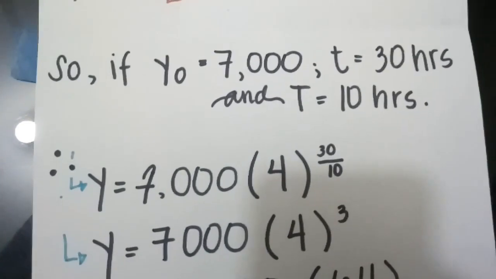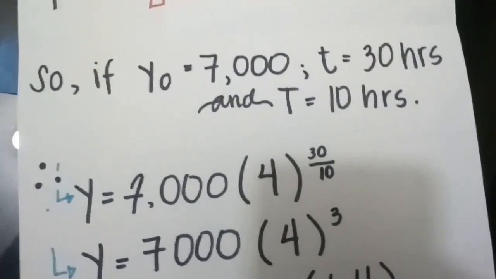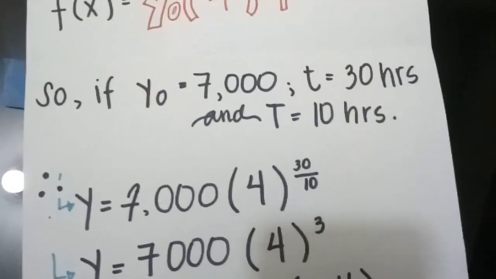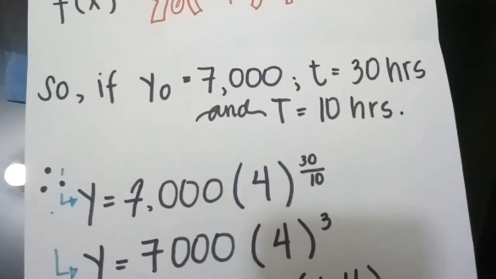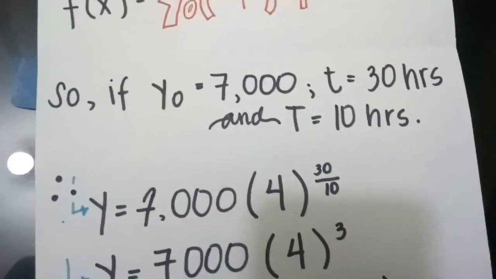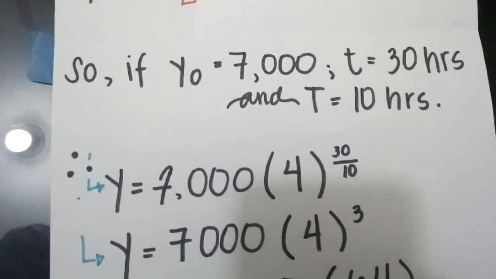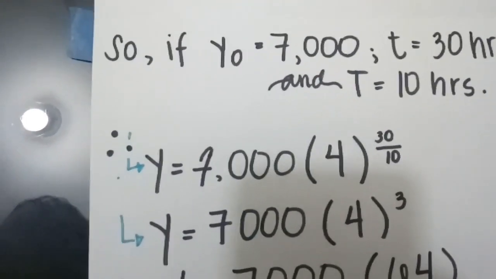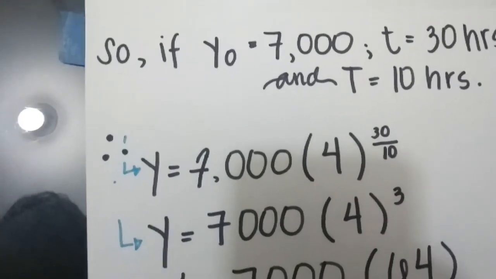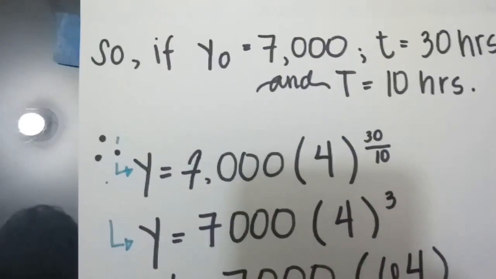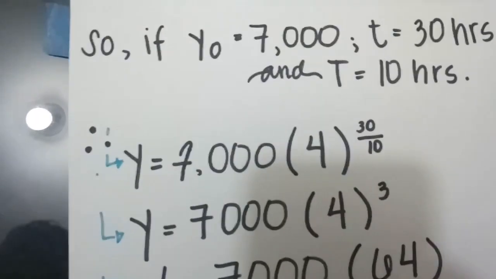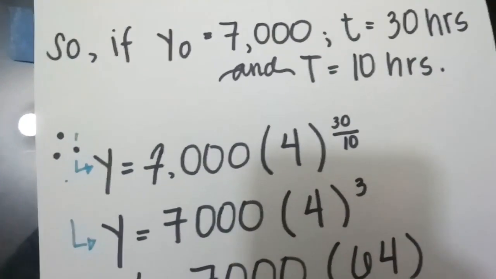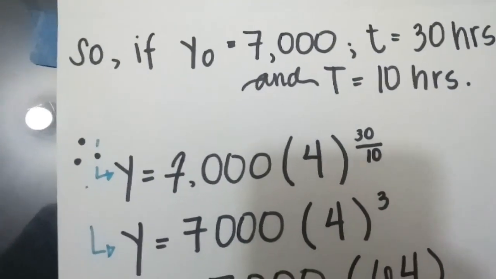And then the small t is still the varying time, and the big T is the constant time. So if y sub 0 is equal to 7,000, t is equal to 30 hours, and big T is equal to 10 hours, we could just substitute those values in the exponential model. So y equals 7,000 times 4 raised to 30 over 10. Simplifying, 7,000 times 4 raised to 3. y equals 7,000 times 64. And then we prove it right that the answer is 448,000 cells.